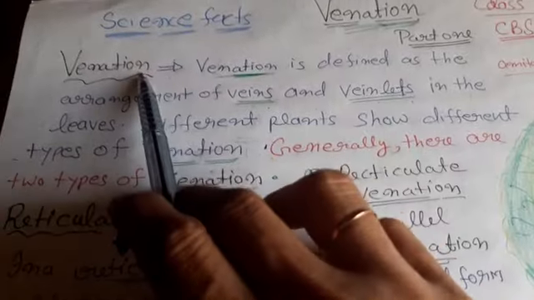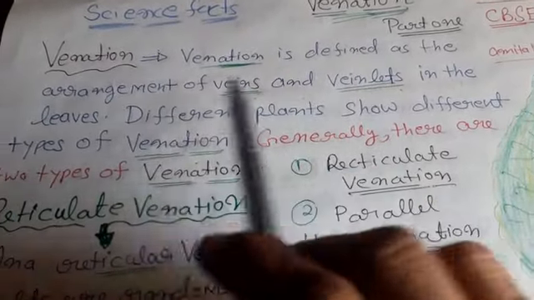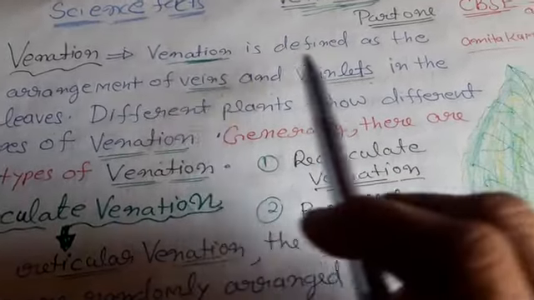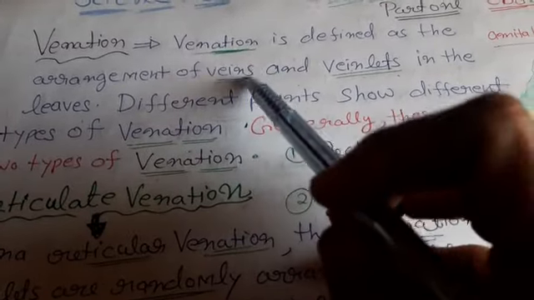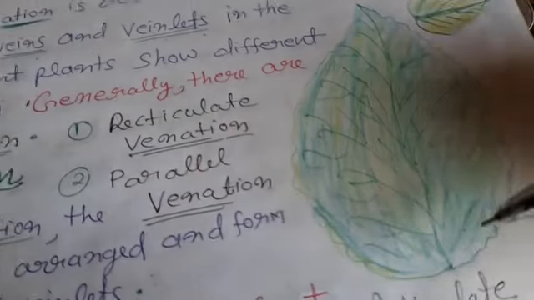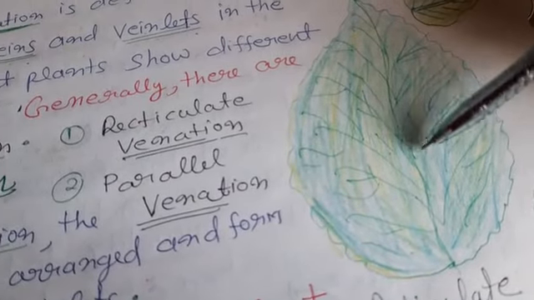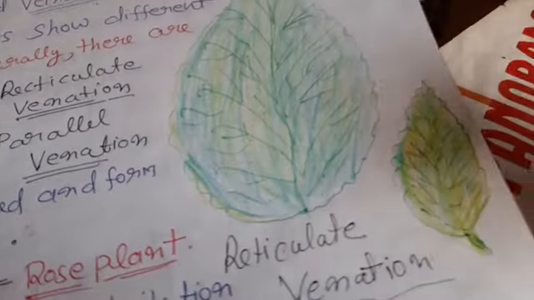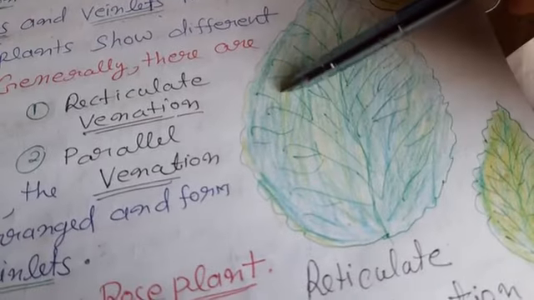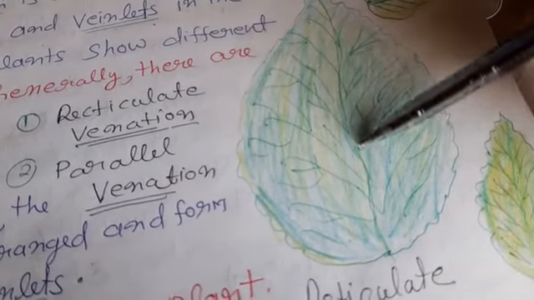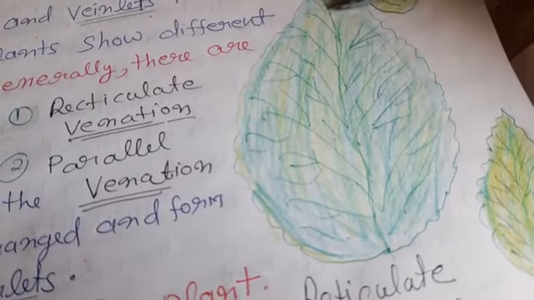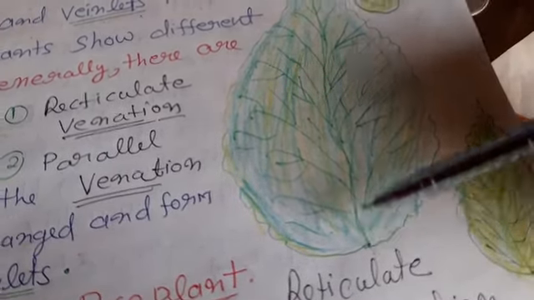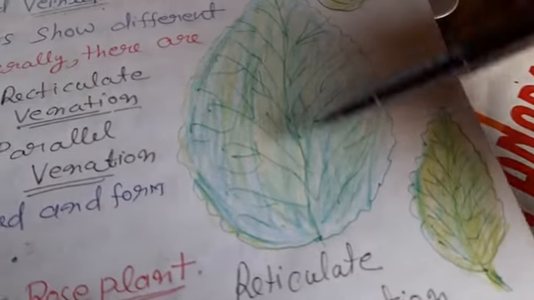Venation is defined as the arrangement of veins and veinlets in the leaves. Here we can see the words veins and veinlets. This is a vein. You can see this in the diagram of the leaf. Some side veins come from the central vein. This is the central vein, also known as the midrib. In the previous session we already discussed the midrib.